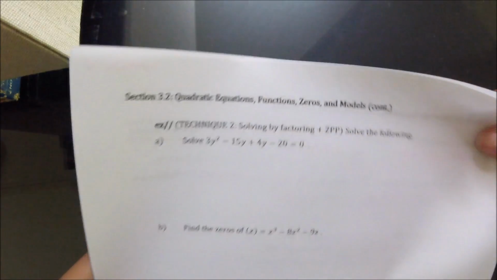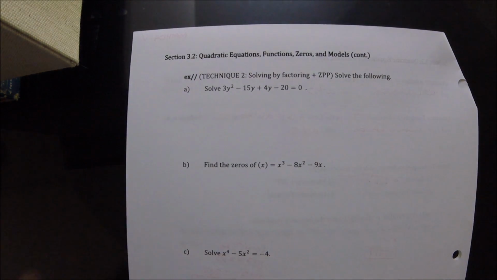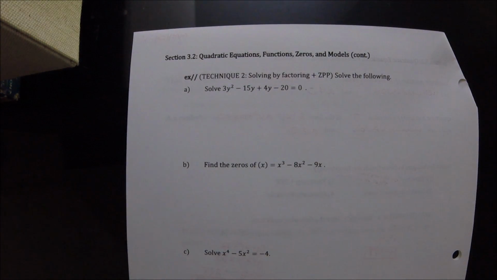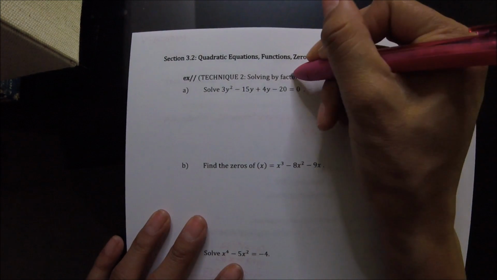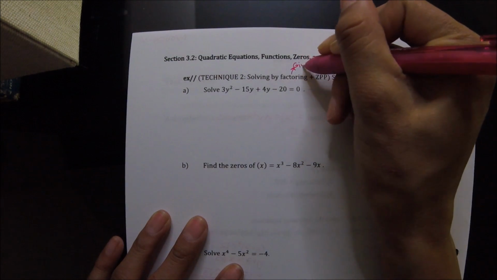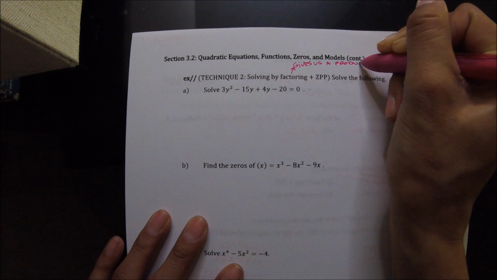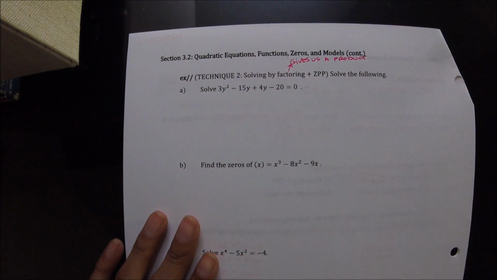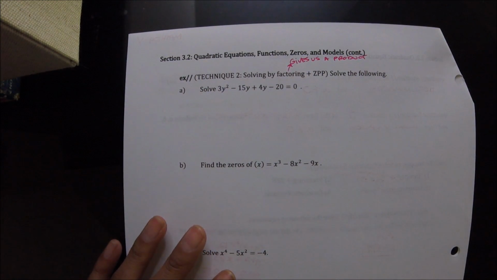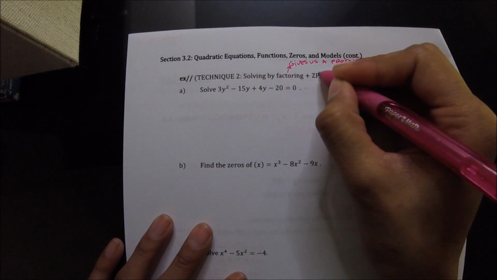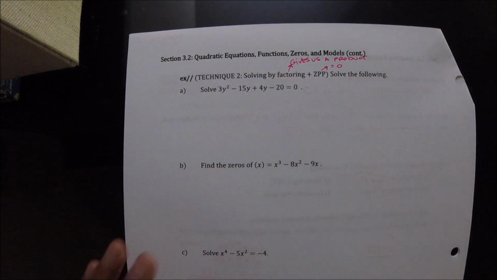And then we will move on to applying that second technique, which is solving by factoring, and also the zero product property. So the goal is to factor first, because factoring will give us a product, something times something. That's what factoring does. And then if we want to use the zero product property, we have to make sure it's going to equal 0.